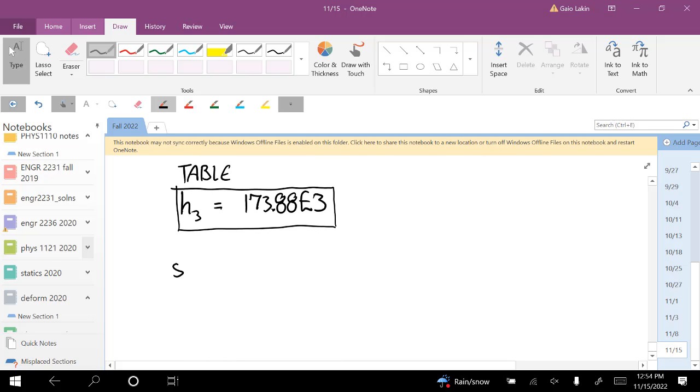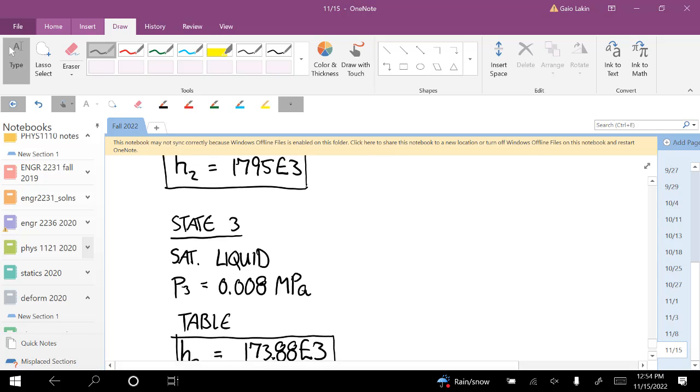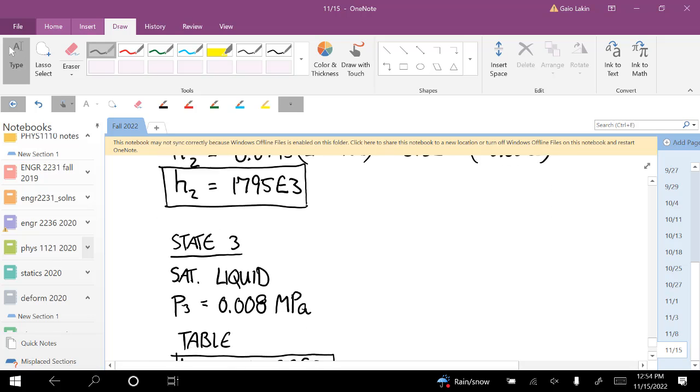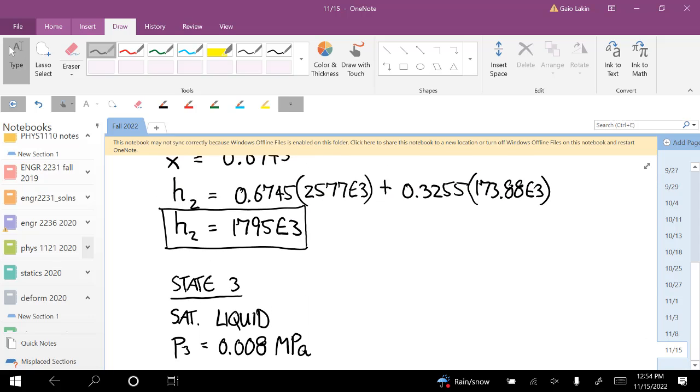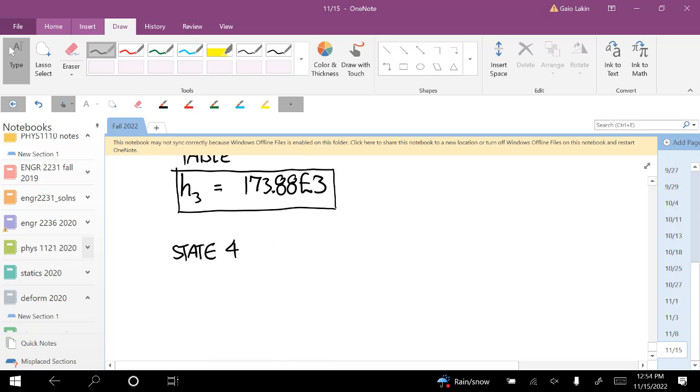And then the last one is state 4. Wait, so H2 and H3 are the same? No. We did use the same table because the pressure was the same and they're both at saturation, but we had to use the quality to get it for state 2, and for state 3 it was all liquid. Okay, so state 4 now, this is the compressed liquid.